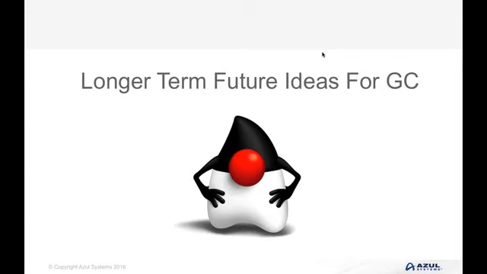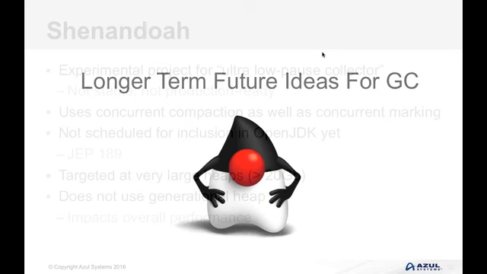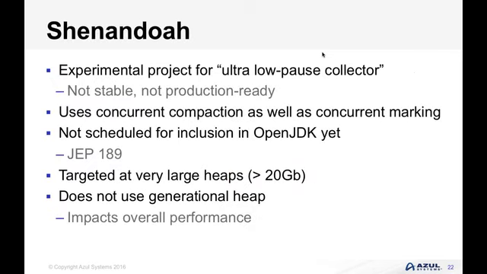If we look at a little bit further into the future, what's happening with garbage collection? What are people thinking about in terms of that? The answer is there's not really a lot going on. There's one big project that's still in the works, which is Shenandoah. Shenandoah is very much an experimental project aimed at producing an ultra-low pause collector.